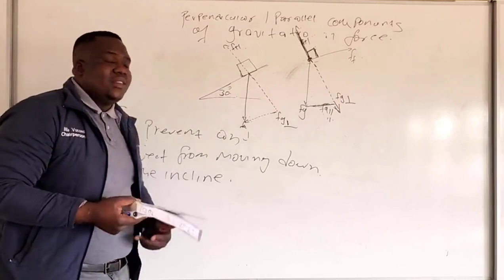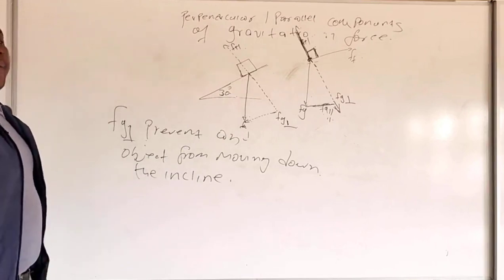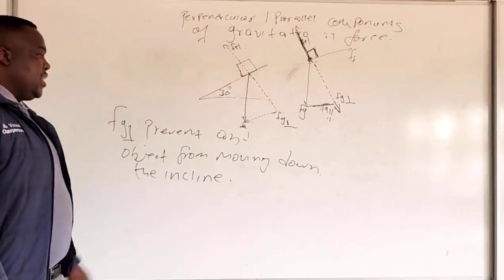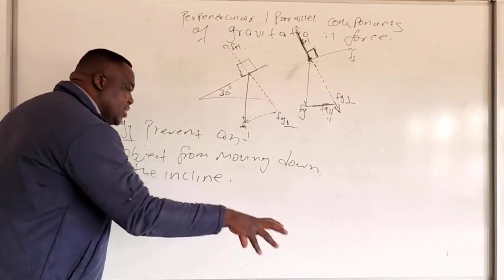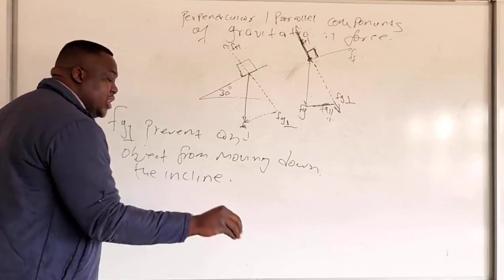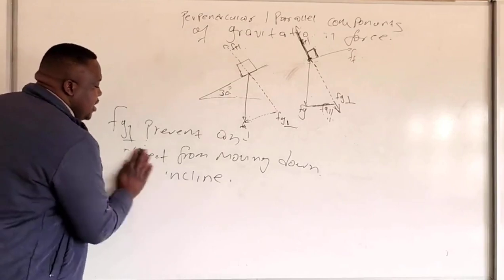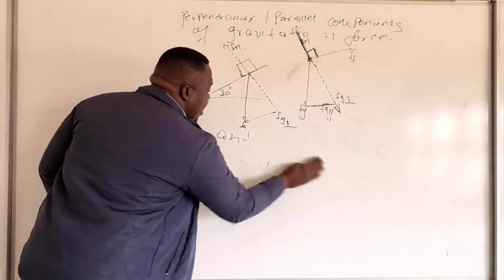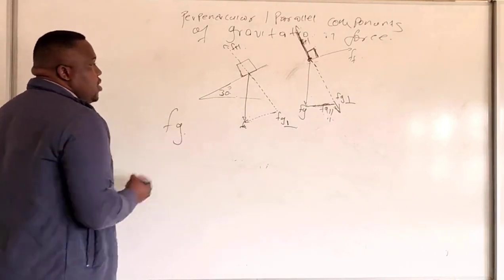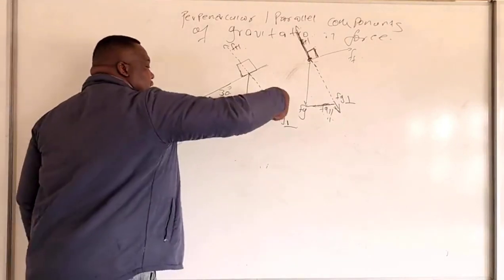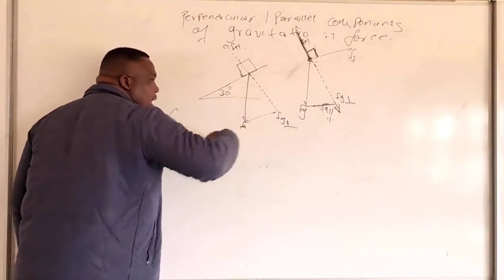Then let us talk about FG parallel. FG perpendicular presses an object to attach more to the incline so that the object does not just move on the incline. Let us talk about FG parallel. What does the FG parallel do? You can see that the FG parallel is pointing down the incline.